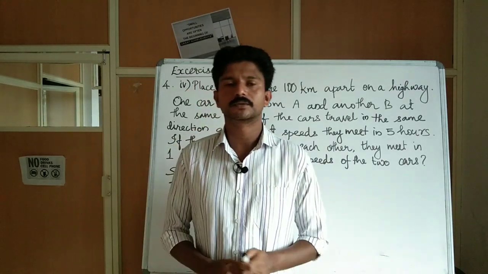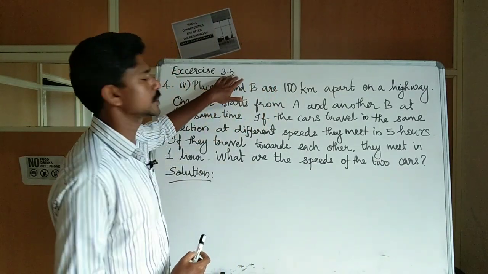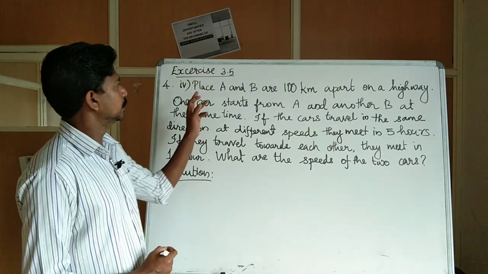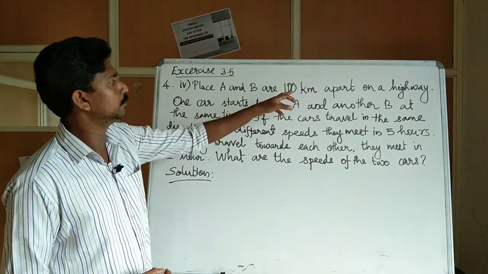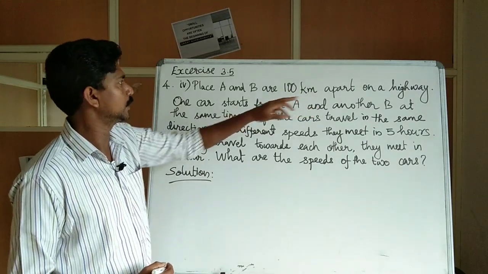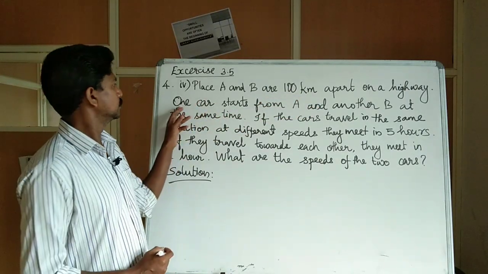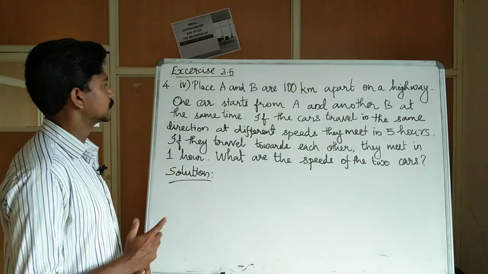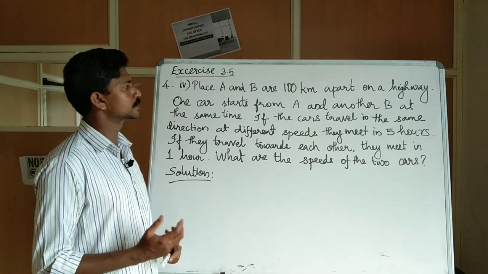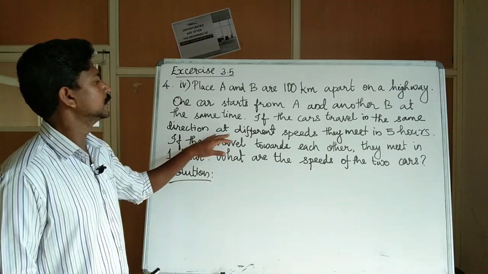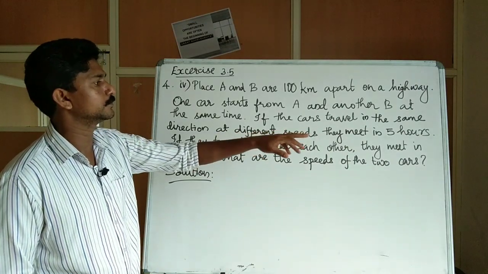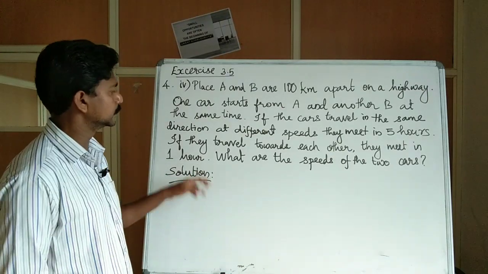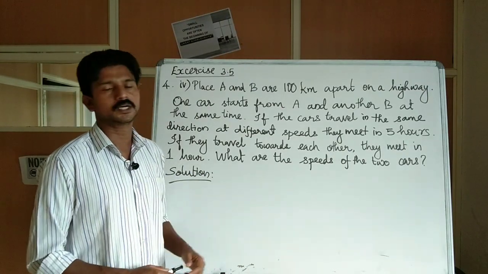So today we are going to see this problem from exercise 3.5, question number 4, Roman letter 4. If places A and B are 100 km apart on a highway, one car starts from A and another car starts from B at the same time. If the cars travel in the same direction at different speeds, they meet in 5 hours. If they travel towards each other, they meet in 1 hour. What are the speeds of the two cars?